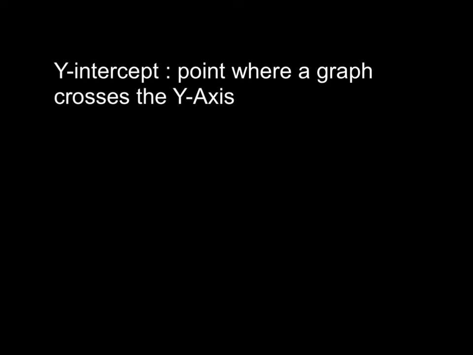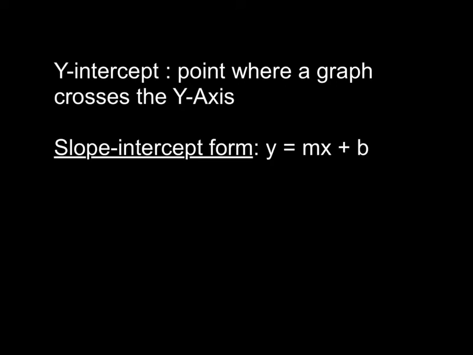Let's define two terms. The first term I want to define is the y-intercept. The y-intercept is the point where a graph crosses the y-axis. The other term we need to define is slope-intercept form. Slope-intercept form is really a type of equation. The slope-intercept form of a line is always y equals mx plus b.